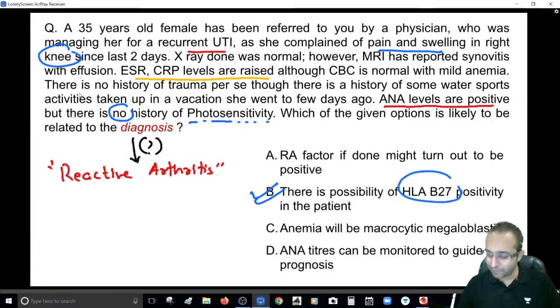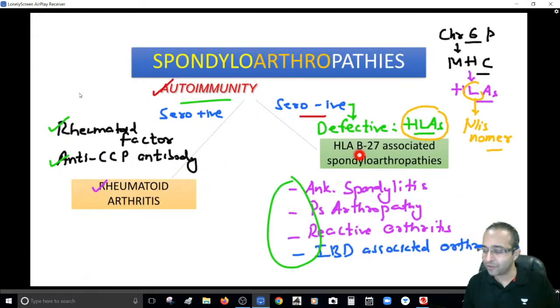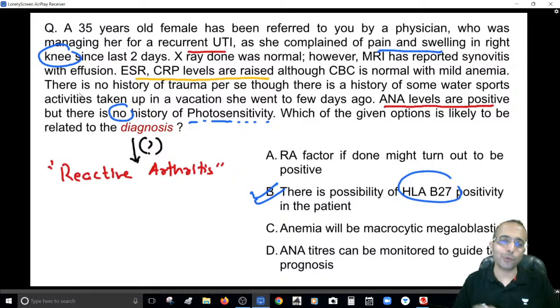Now they reacted against the body and these inflammatory markers were raised, and you started getting damage to the knee joint. So knee started having pain. Got it? So this is reactive arthritis. That's an HLA B27 related arthropathy. So that is what you can find to be positive.